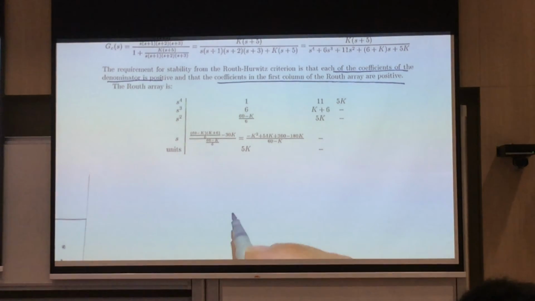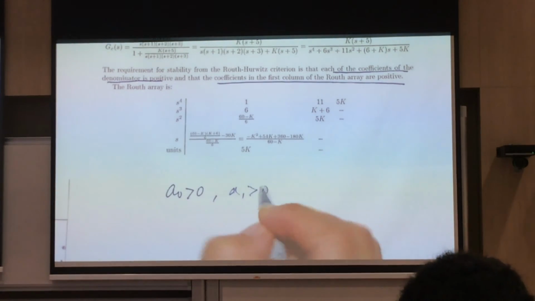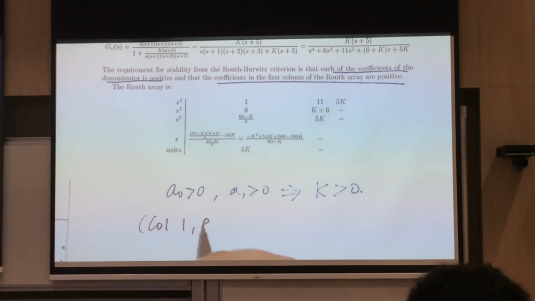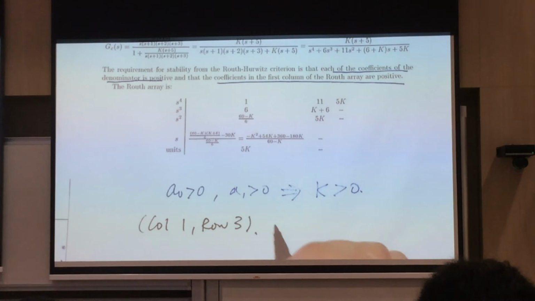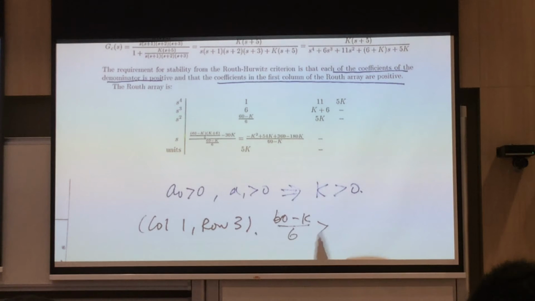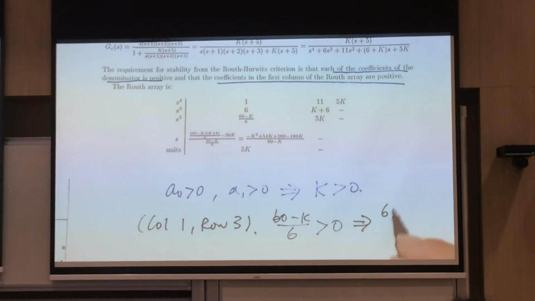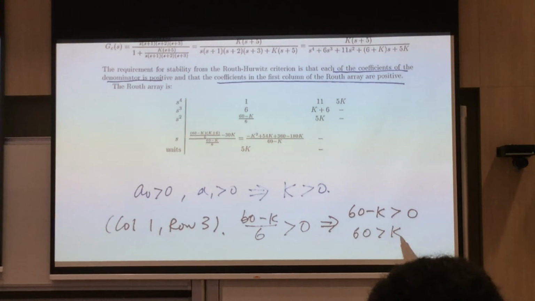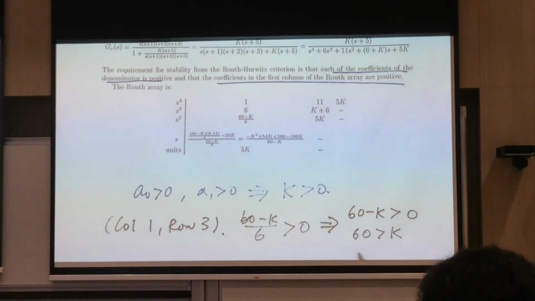Okay, alright. So we have gone through A0 bigger than 0, we have gone through A1 bigger than 0, and this 2 tells you that k must be bigger than 0. Now we look at the root array. We look at column 1, row 3. Column 1, row 3 is 60 minus k over 6. So this implies that 60 minus k must be this. You can bring your k to the other side. So you can see that k must be greater than 60. Is that correct?